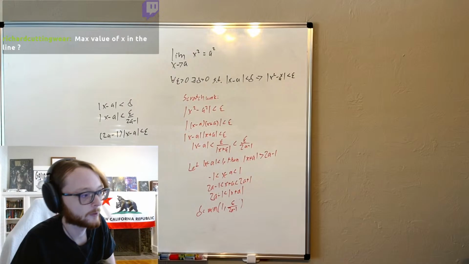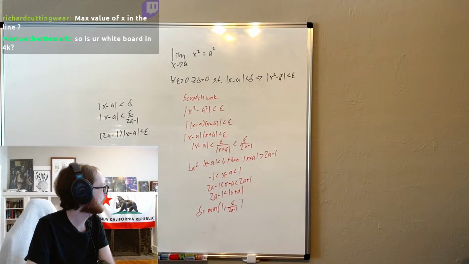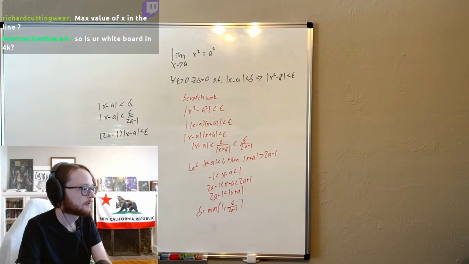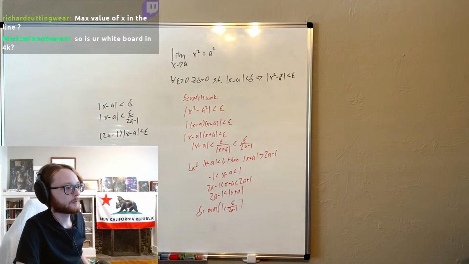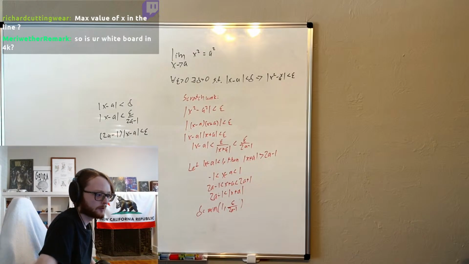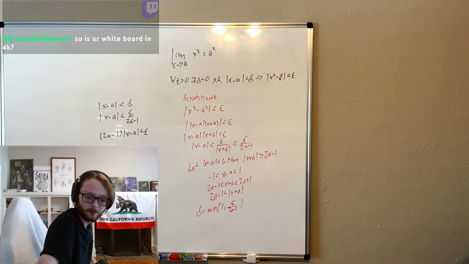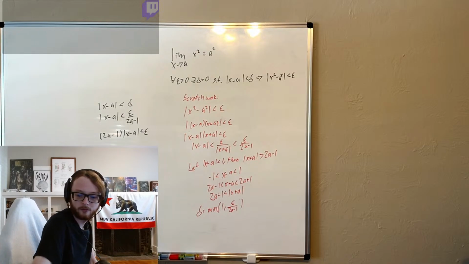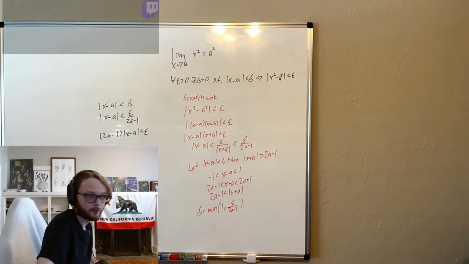Is your whiteboard in 4K? Oh no, it's just 1080p video. I don't know if my phone actually does 4K. It's an iPhone 12, I think. Not Max or anything like that. But Video Ninja definitely only goes to 1080p. And I don't think Twitch does 4K. I don't know though. On YouTube, you probably could.